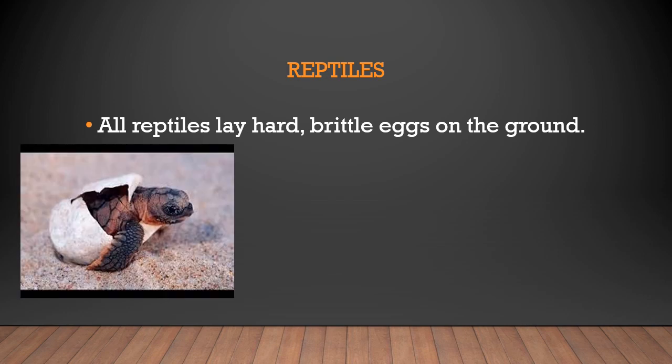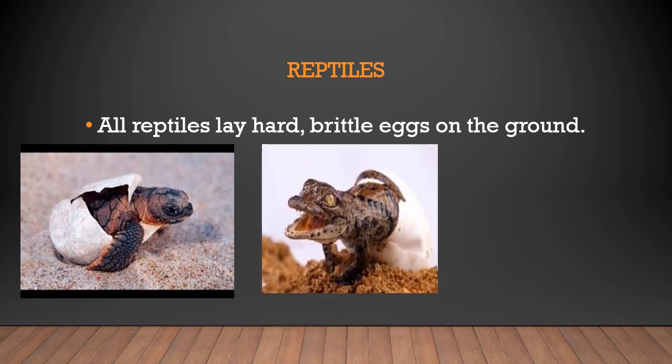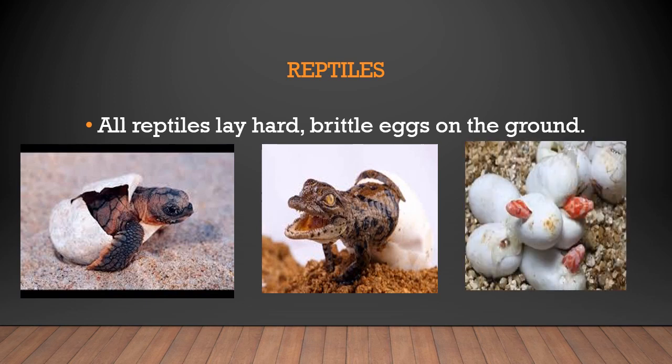This is a tortoise hatching out of the eggshell of the mother. Then this is a crocodile baby, and this is a snake's baby. All these three are examples of reptiles which lay hard, brittle eggs on the ground.